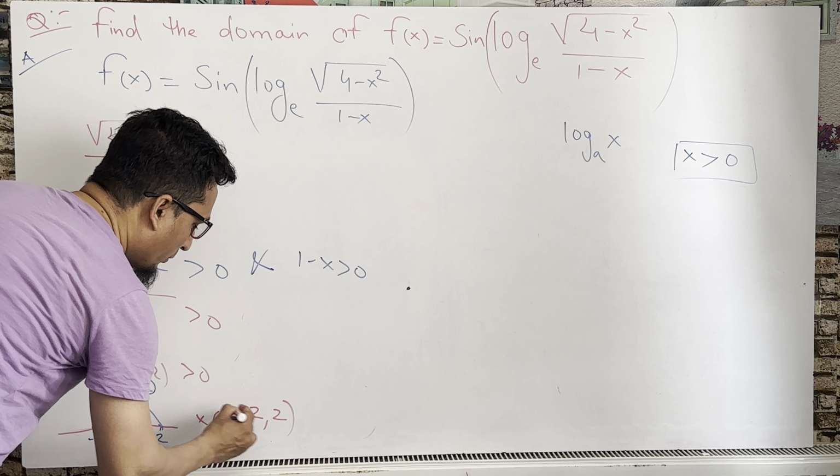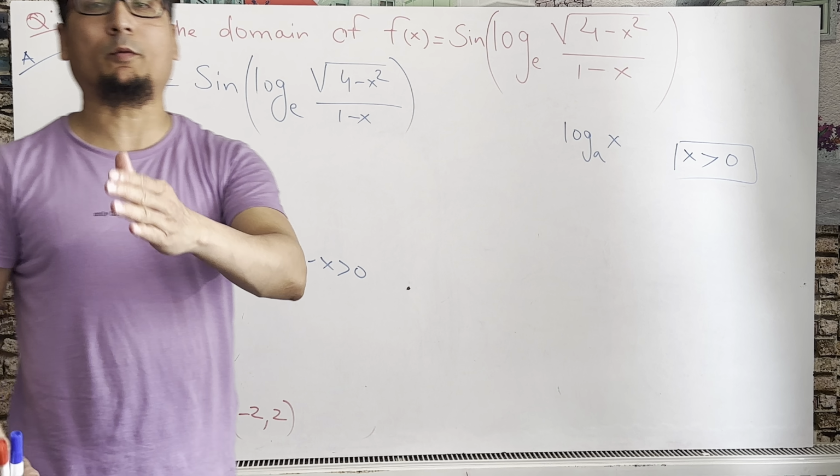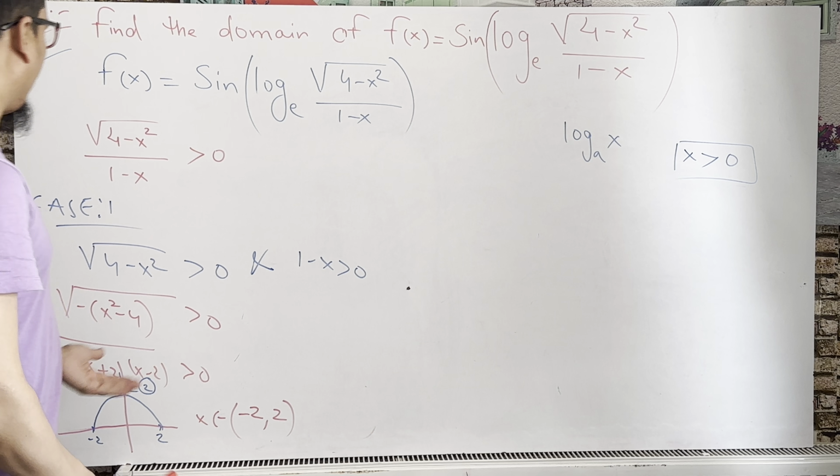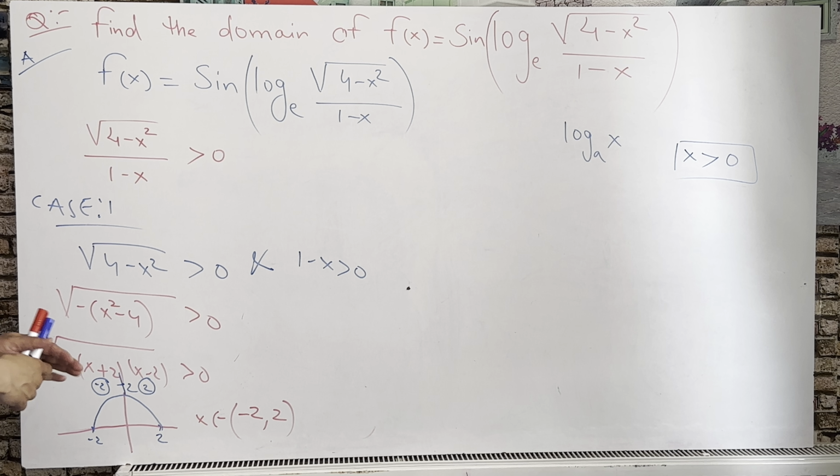Minus 2 to 2, this one. So if you have minus 2 to 2, what does it mean? Minus 1, 0, 1 and 2. Then we have this value, which is always greater than 0, and the maximum value is 2.